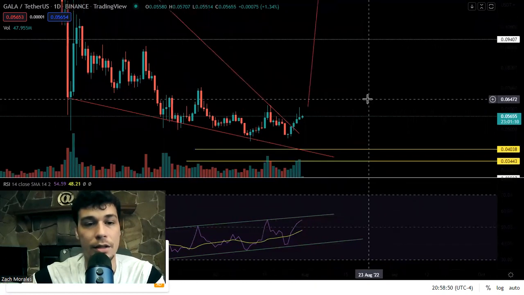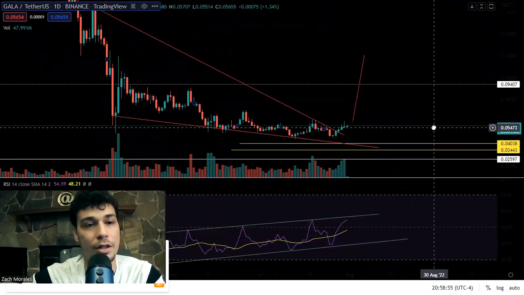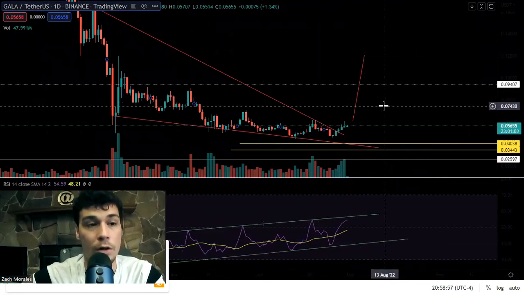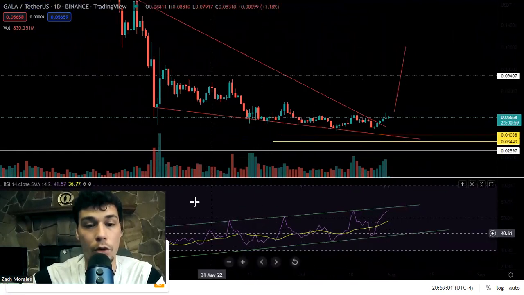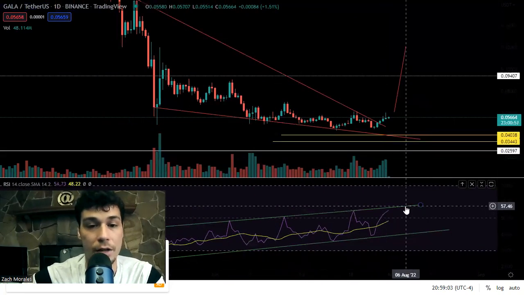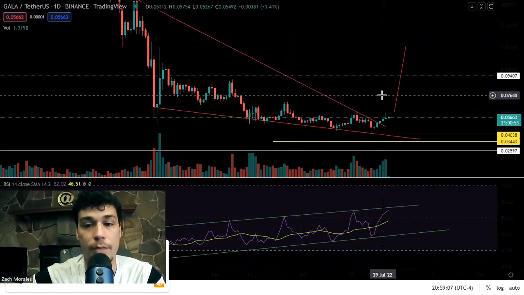So there are many strategies. None of this is investment advice, but more some technical analysis, really just breaking down the chart, what's been going on with Gala Games, and why we could potentially see some future bullishness because of that bullish divergence channel on the RSI and the possible descending falling wedge pattern breakout.